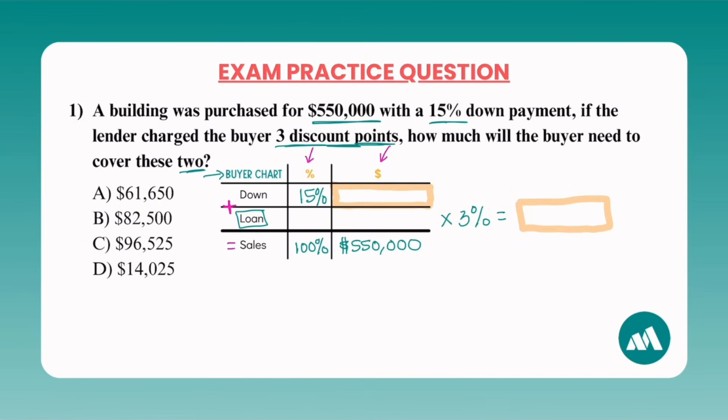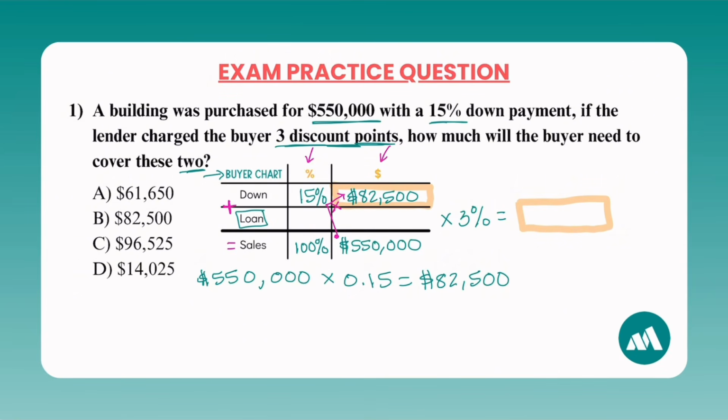We need to find out how much down payment the buyer needs to bring to the table at closing. So I'm going to take the sales price, multiply it times 15%, and that is going to give me my down payment amount. $550,000 times 0.15 is going to give me a down payment of $82,500. So I'm going to put that here.